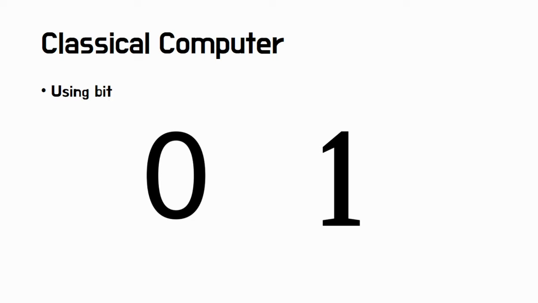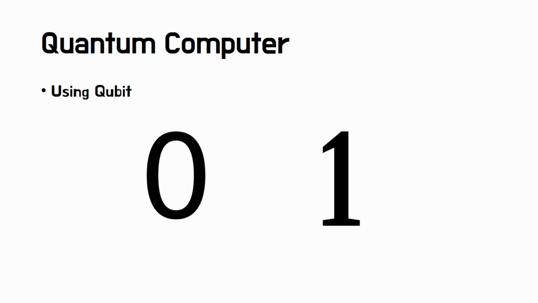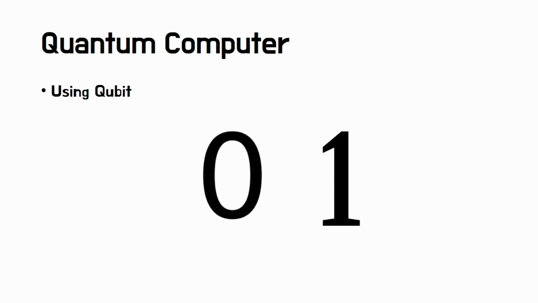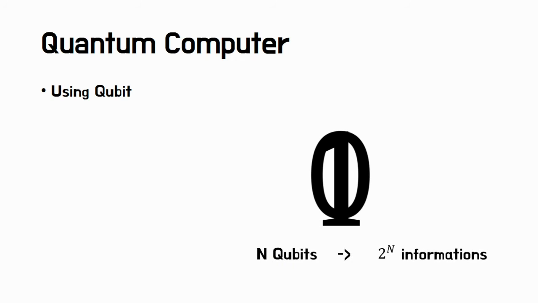A classical computer uses bits, and a bit has two states, 0 and 1. A quantum computer uses a quantum bit, which is a qubit, and a qubit can express both 0 and 1 at the same time. This makes a quantum computer more powerful. n qubits can contain 2^n pieces of information, which looks much more efficient than classical bits.